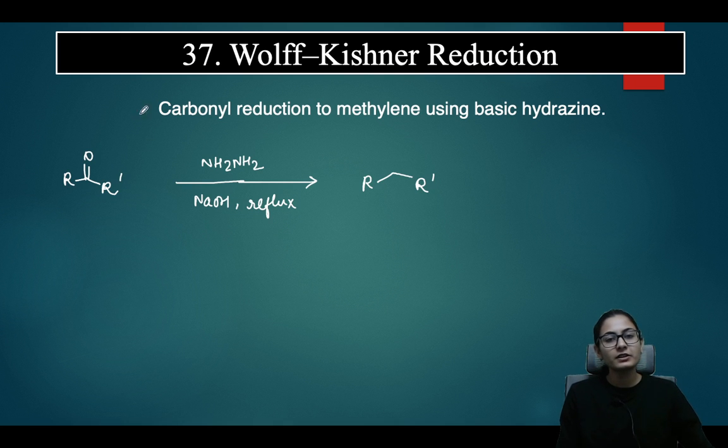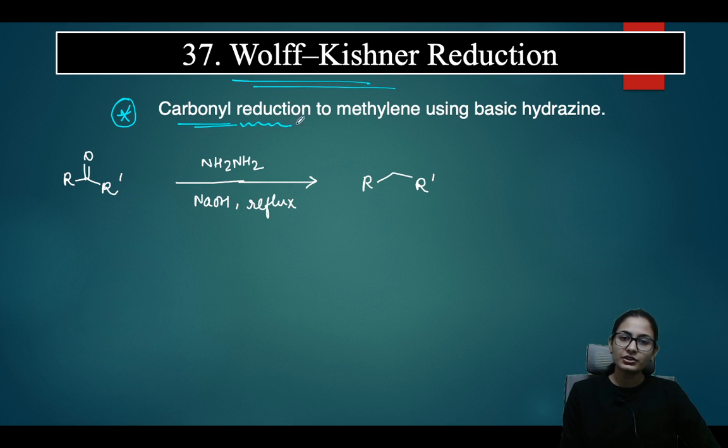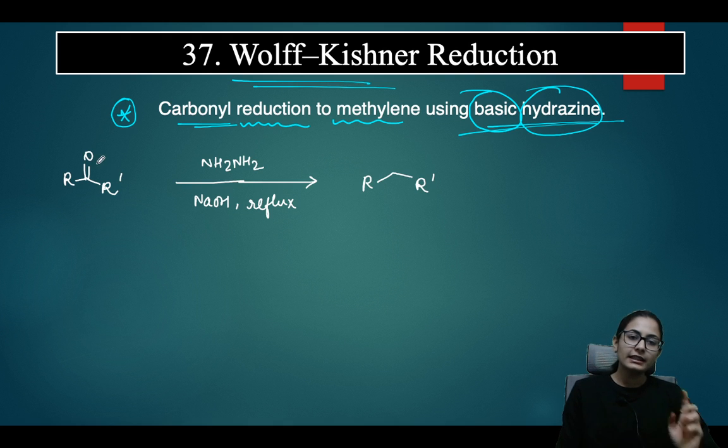So basically, the first reaction that we study today is the Wolf-Kishner reduction. Most of you already know this reaction mechanism. It is very simple. Alright, so what do we get from the carbonyl? Basically, carbonyl reduction to methylene using basic hydrazine, just that. So we have to take care of basic, we have to take care of hydrazine. Alright, so this is the overall reaction, that you have a molecule, you have a carbonyl, let's say a ketone, being reduced by the basic hydrazine.